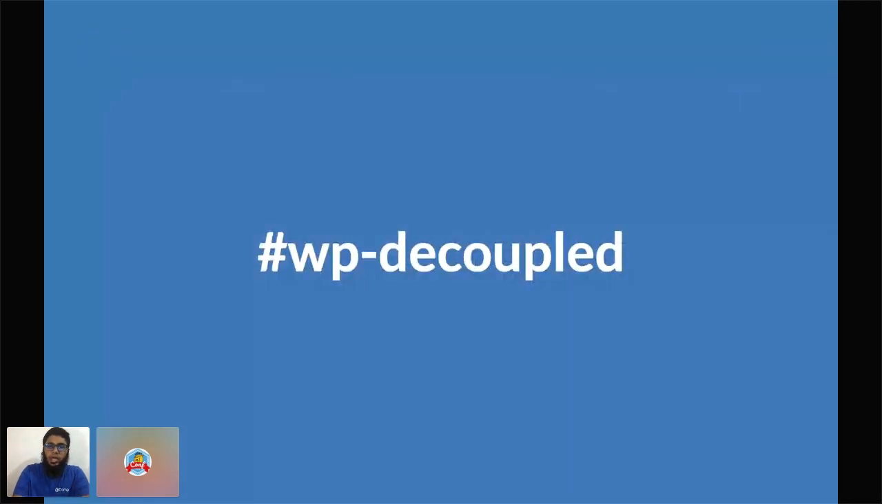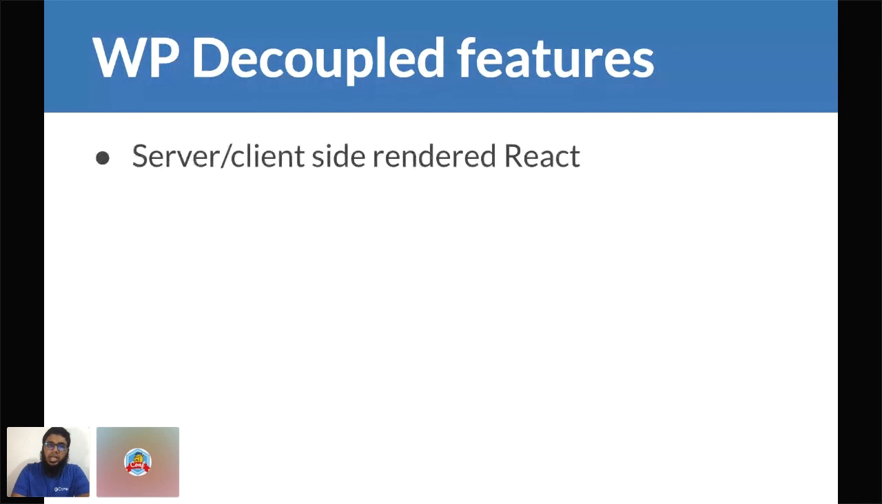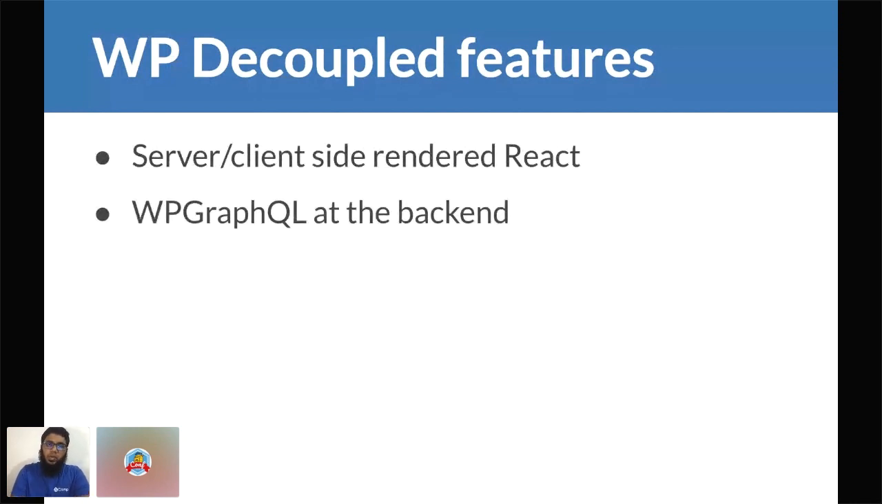Moving on. Okay, I'll talk about a project that we started at rtCamp last month. It's called WP Decoupled, which we made basically as a learning experience and also a proof of concept for decoupling WordPress with Next.js on the front end and WP GraphQL at the back end. So what are the WP Decoupled features? It has server and client-side rendered React, which is Next.js. It uses WP GraphQL at the back end.